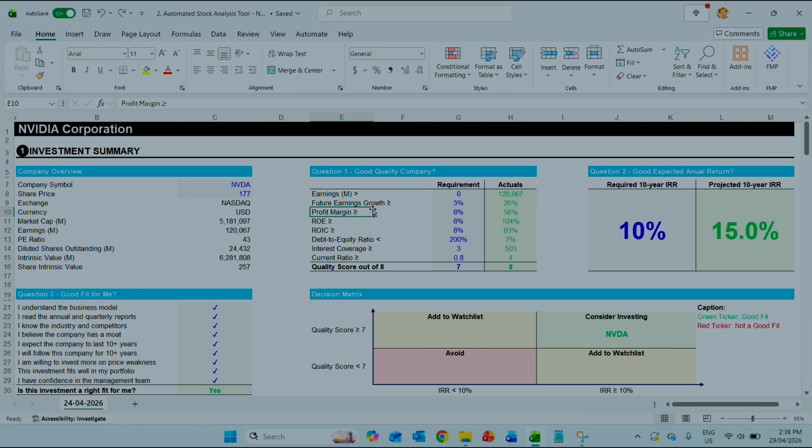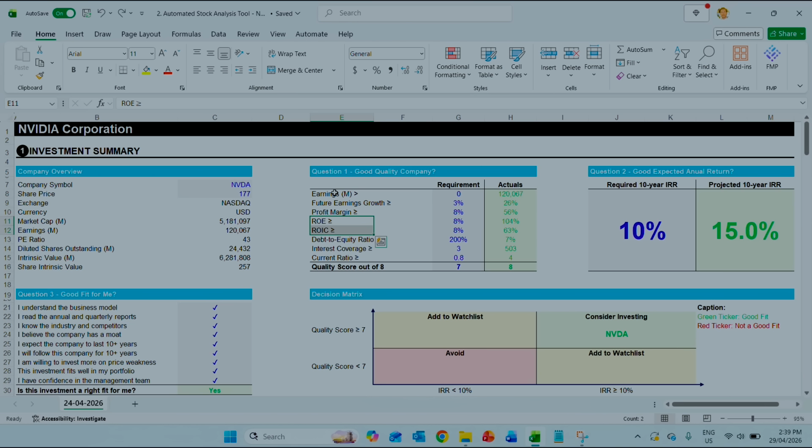Here we go. Profit margin, ideally we want something above 8%, but once again we want way more than 8% ideally. So the actual profit margin is just an amazing number again, 56%. So very, very happy with that. Return on equity and return on invested capital should be at the very least above 8%. And here we've got 104% and 63%. So those two metrics are very, very important.